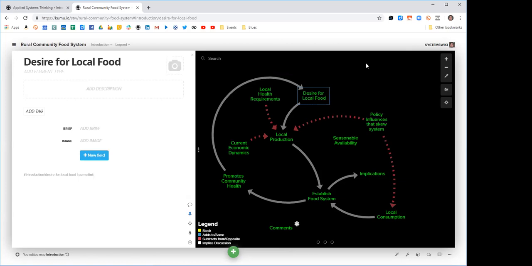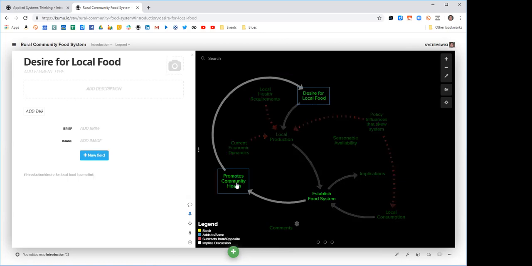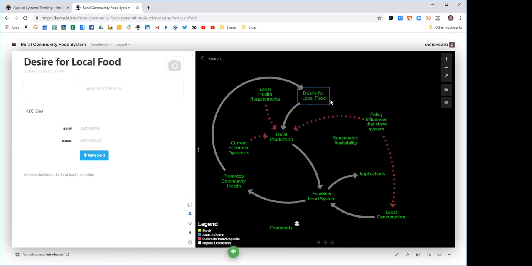So an understanding that local production and local food system actually promotes community health, that understanding should promote a desire for local food, encouraging local production. Yeah. But it's the understanding that has to be there.